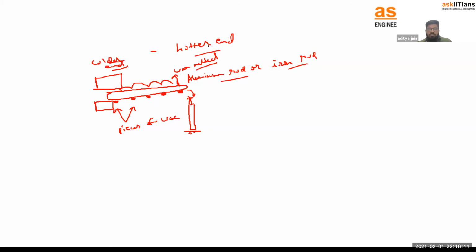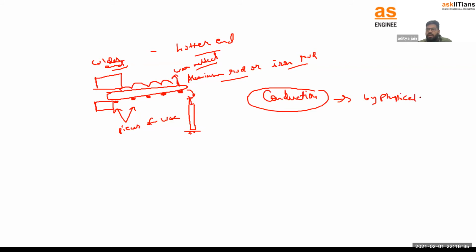Whenever transfer of heat takes place from the hotter end to the colder end of the rod or any body, by physical means, because there is physical contact between the hotter end and the colder end, that type of heat transfer is known as conduction. So whenever heat transfer takes place from the hotter end to the colder end by physical contact, it is conduction.